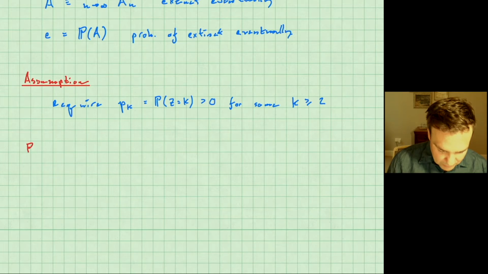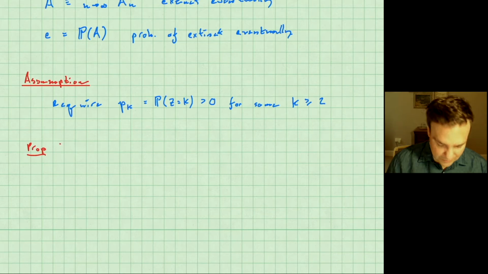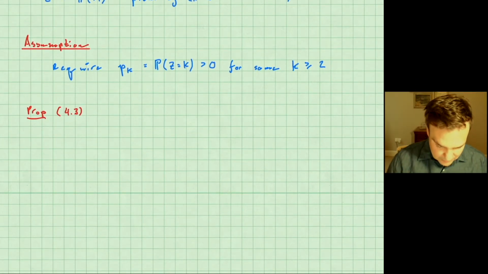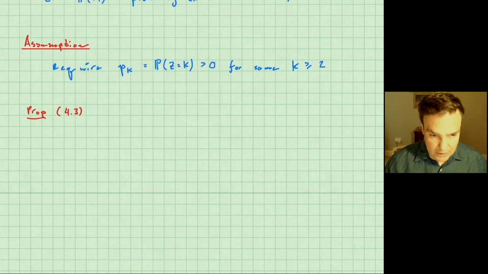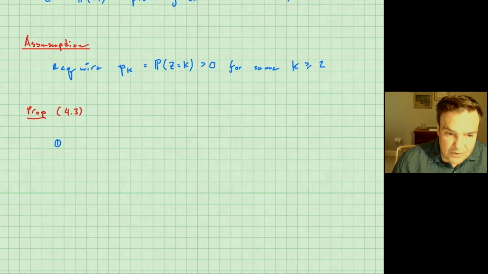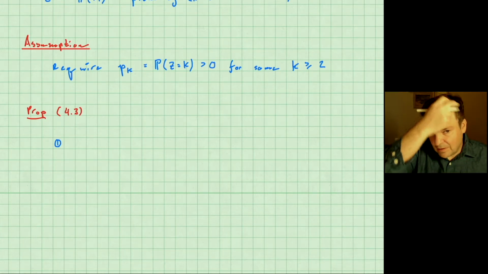I'm going to give these ones numbers. So this one I'm going to call, I think this is the same number that you'll see in your notes, proposition 4.3, but you could call it whatever you want. You could call it Fred. That doesn't matter. Just want to give it a name. So this is going to have two parts. And the first part says that the extinction probabilities increase as the time goes forward.